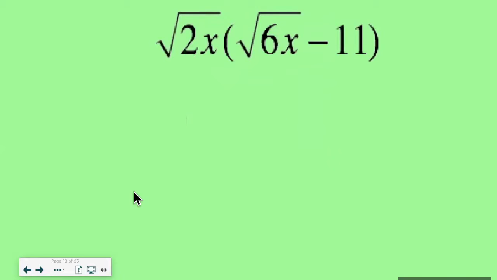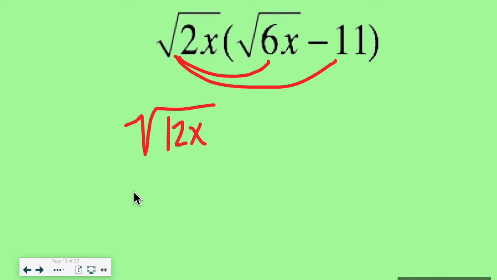So now we can include variables and follow the same process. Square root of 2x times the quantity of the square root of 6x minus 11. Multiply, multiply, and then simplify. So this would be the square root of 12x squared minus 11 times the square root of 2x.